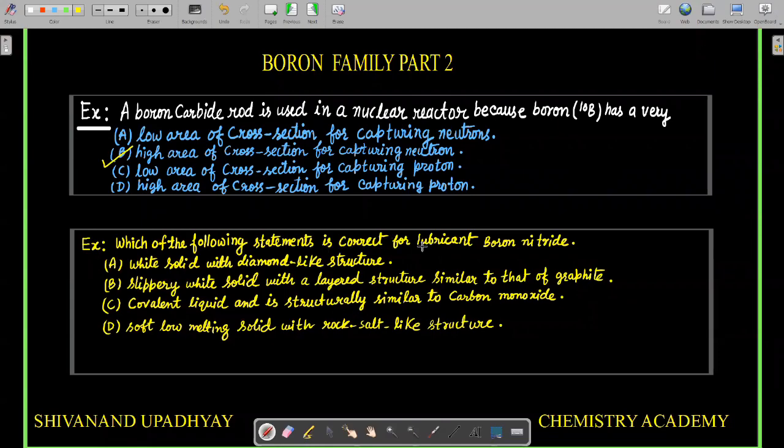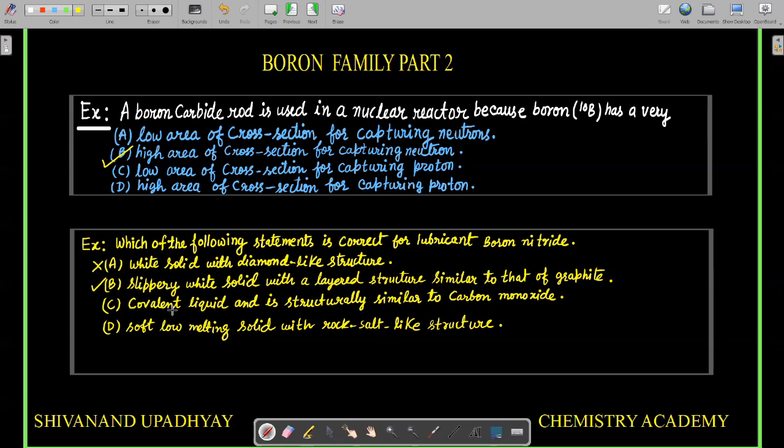Which of the following statements is correct for lubricant boron nitride? We have discussed that there are two types of boron nitride. One has a graphite type of structure and the other has a diamond type. Diamond acts like an abrasive, like diamond is hard, so boron nitride having a diamond type of structure is hard, but a lubricant has the layered structure, right? So the option white solid with diamond-like structure will not act like a lubricant. Slippery white solid with a layered structure similar to that of graphite, that is correct, and this is a lubricant at higher temperature because it is a relatively lower quality lubricant than graphite at room temperature, but at higher temperature it is stable, so it is used as a lubricant at higher temperature.